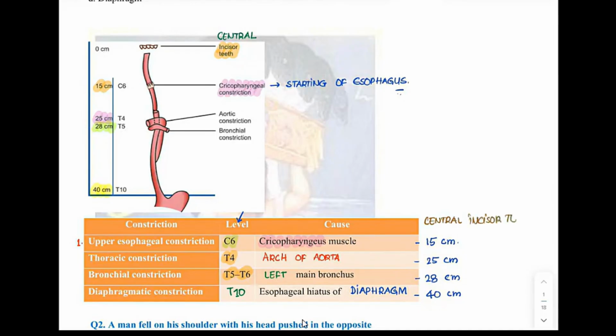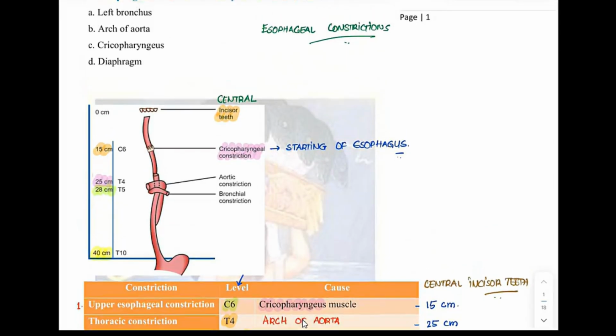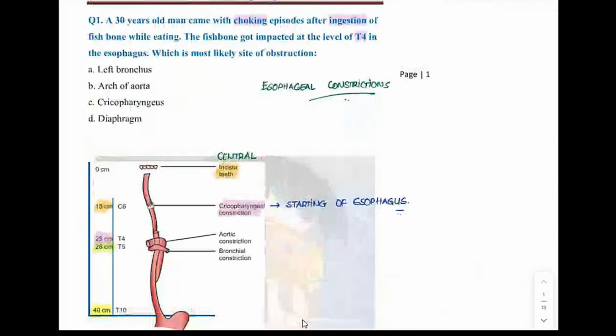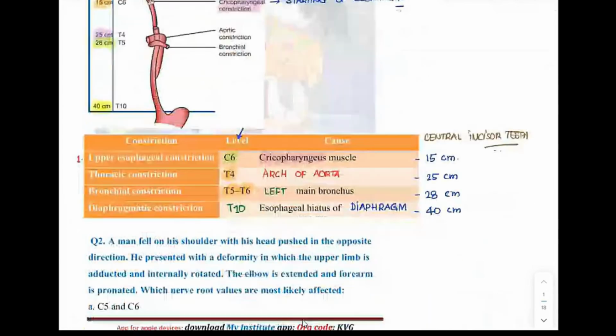Okay, so please remember this much, and most of the time the question is either integrated as a complication of some procedure like endoscopy, or obstruction somewhere, and then the patient has a choking episode as given in this particular question. So remember these three things and this topic is done.